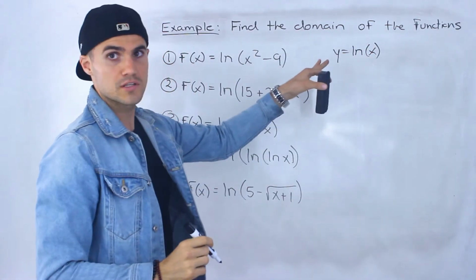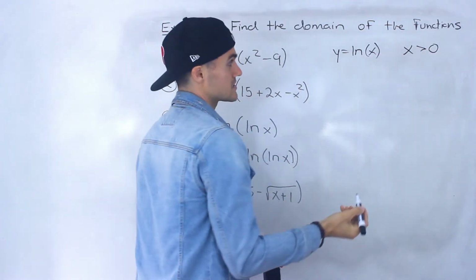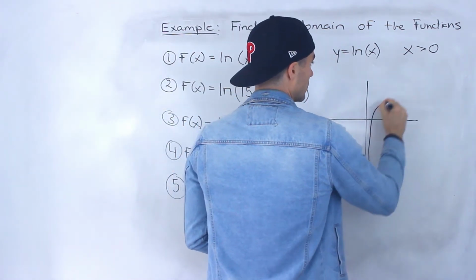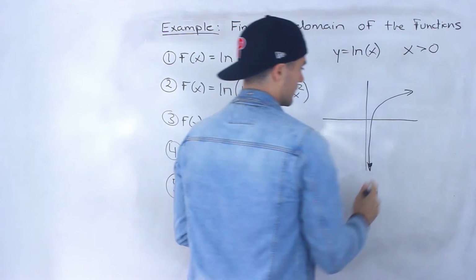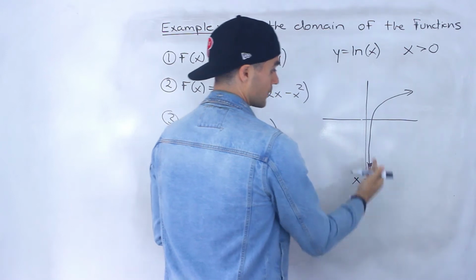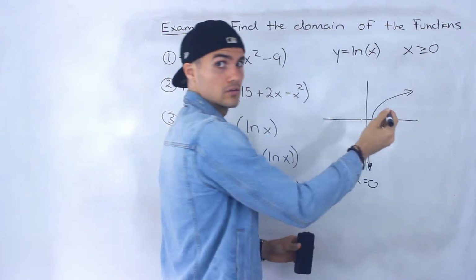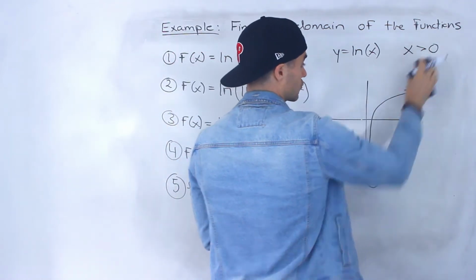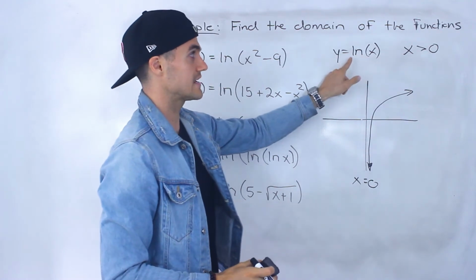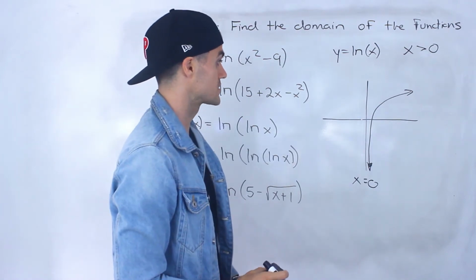So if you remember y equals ln x, the domain for this parent function is just x is greater than 0. Because the graph, if you remember the graph, it looks like this. There's that vertical asymptote at an x value of 0. So notice all the x values have to be greater than 0. Not greater than or equal to 0, just greater than 0. So you can't take ln of 0 and you can't take ln of a negative number. If you try that in your calculator, you'd get undefined answers.